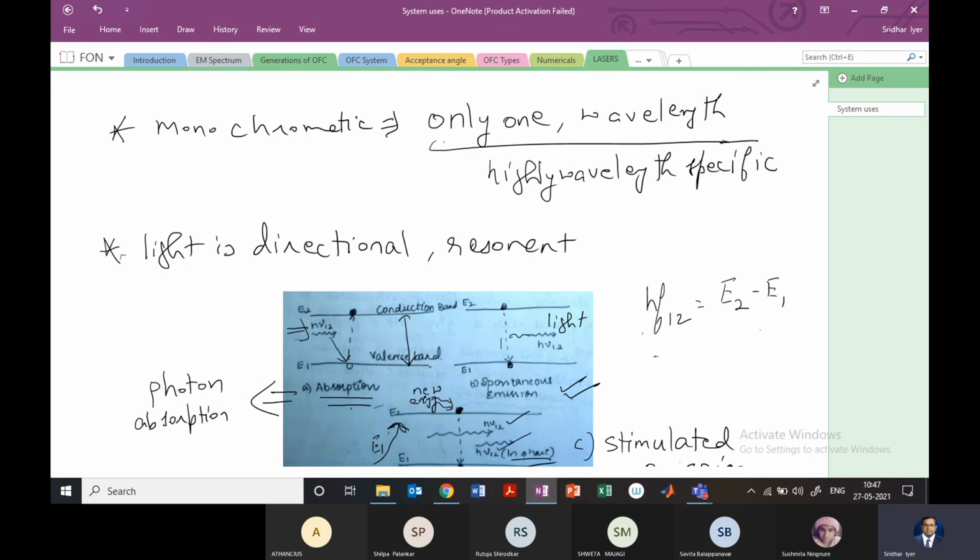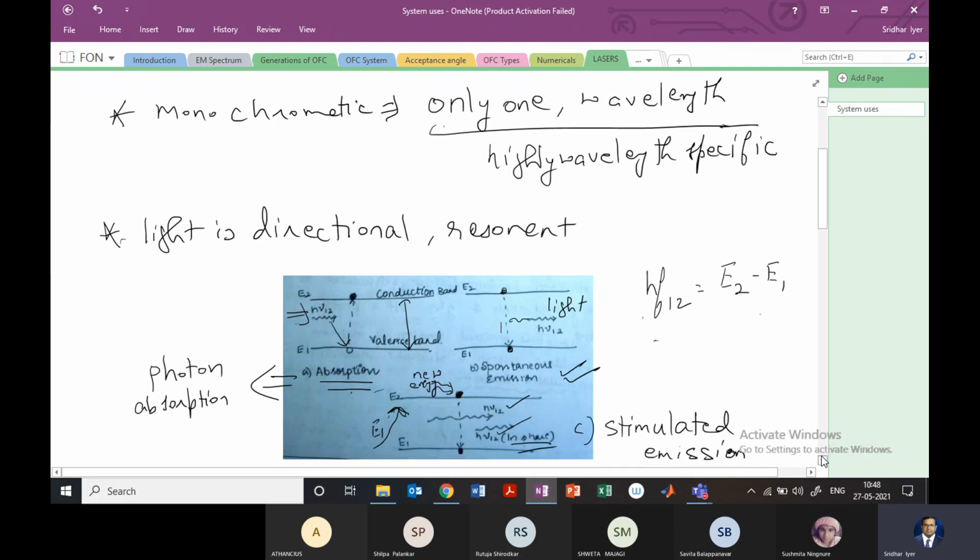And since this photon is in phase with the incident photon, that means the photon which we are impinging, this entire process is known as stimulated emission. This entire process is known as stimulated emission. Okay, so this is the process through which the laser is going to function.